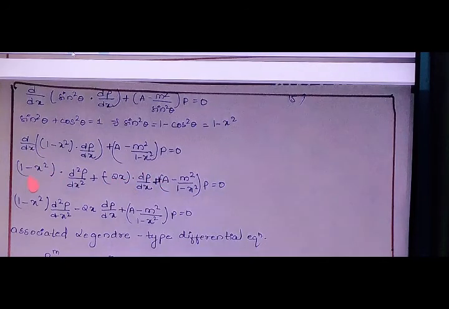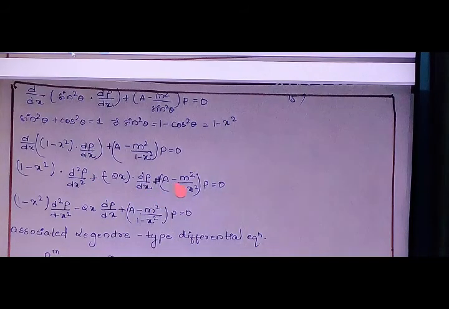The further equation becomes (1 − x²) d²P/dx² − 2x dP/dx + (a − m²/(1 − x²)) P = 0. In this whole equation, the difference is that the coefficient of the differential is not constant but always depends on x.